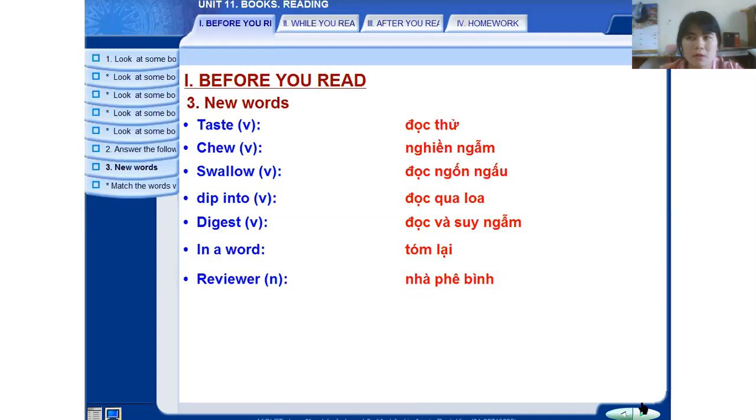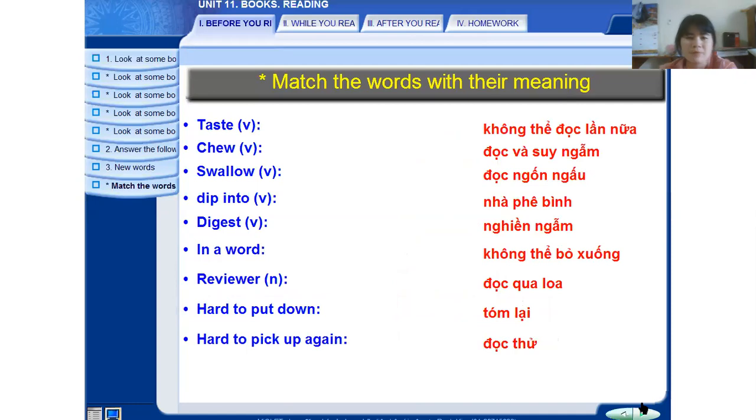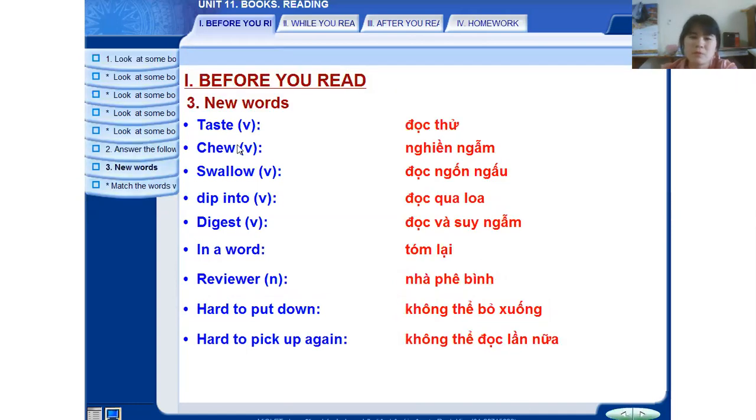Reviewer. Hard to put down. Hard to pick up again. And now you need to practice this many times and copy it out. Taste, chew, swallow, dip into, digest, in a word, reviewer, hard to put down, hard to pick up again.